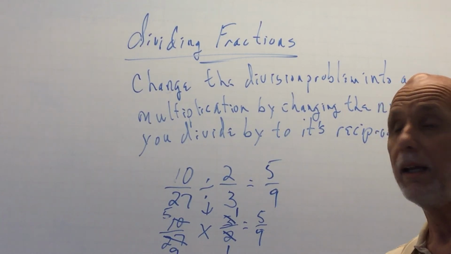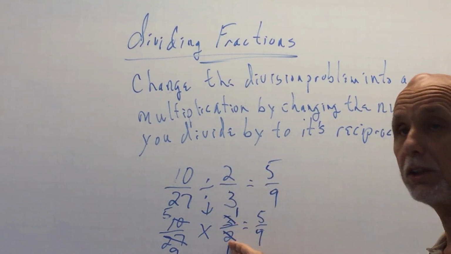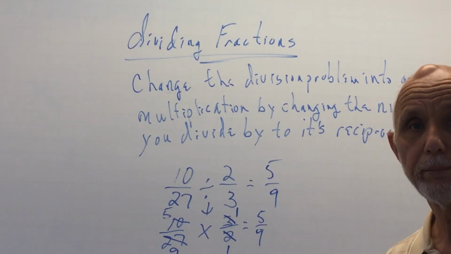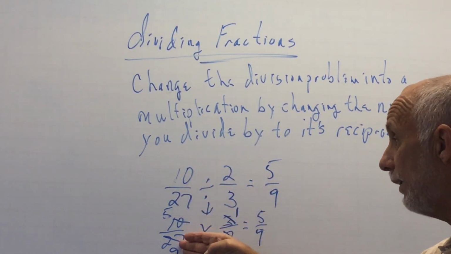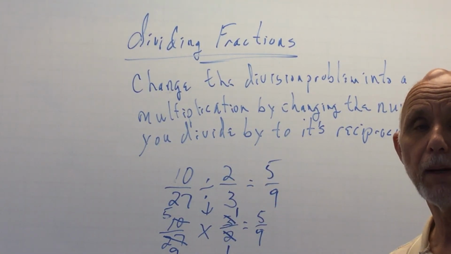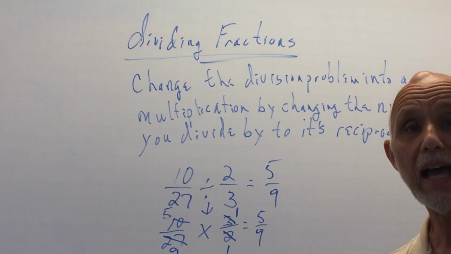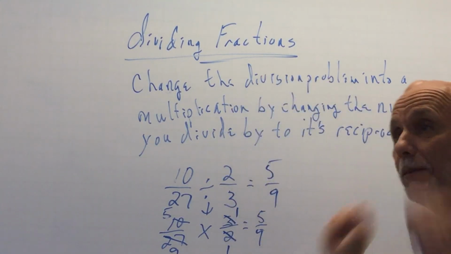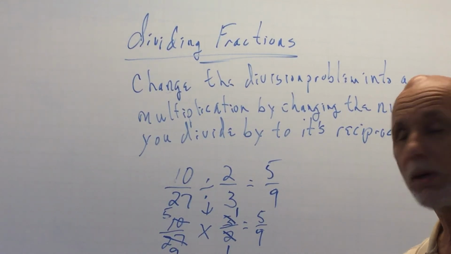All right, by the way, a couple of words of warning. Number one, some people get it wrong because they change it to multiplication, but they don't change this to a reciprocal. They bring down, but they don't flip around. And even worse is some people change the number you divide into to its reciprocal and not the number you divide by. Remember, you change the number you divide by to its reciprocal, and the number you divide by is in the back. And even worse, some people change both of them to reciprocals. They just go crazy.